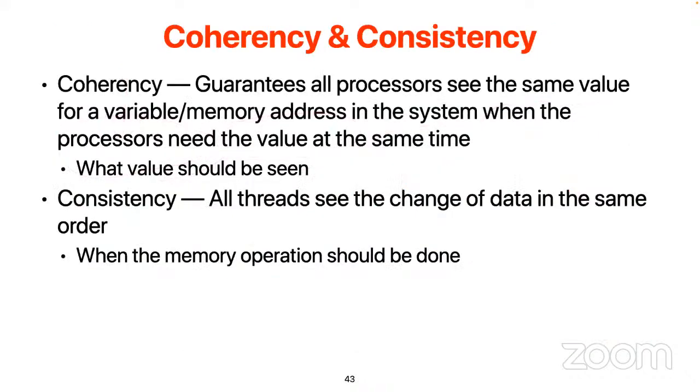So effectively in your hardware, you need to support two different types of protocol. The first one is called coherency, and the other one is called consistency. There is a huge distinction between them. Coherency is about when a processor wants a value, every processor that wants the value will see the same value for a certain memory location.